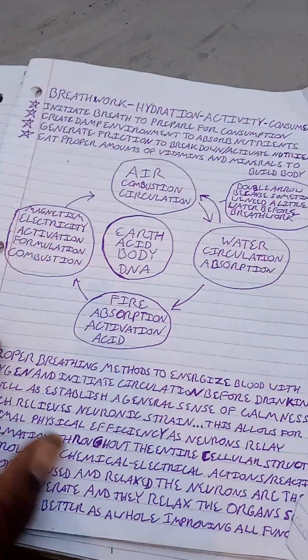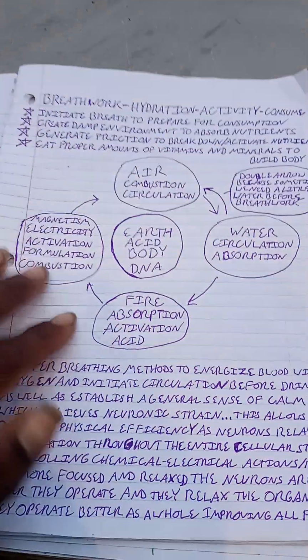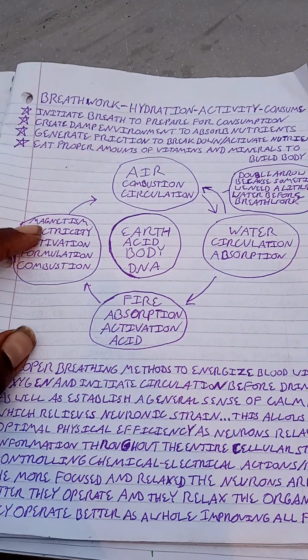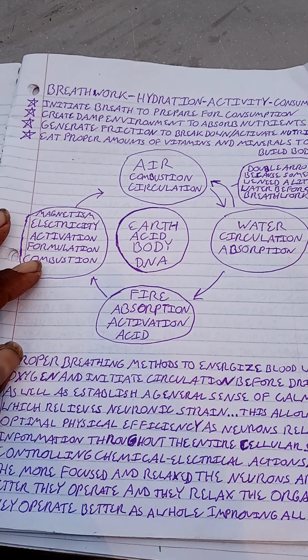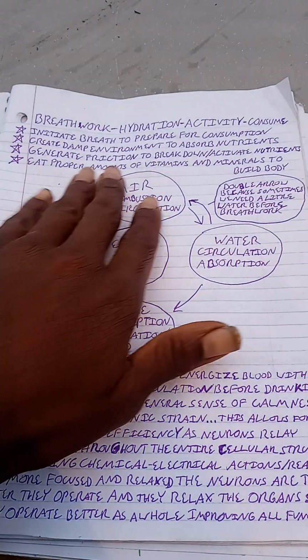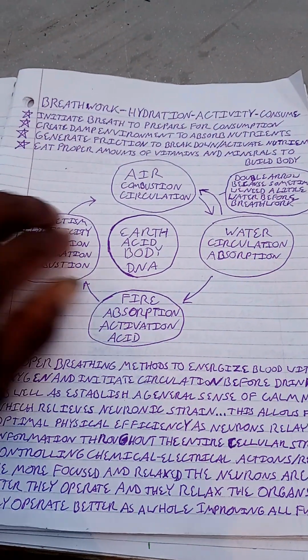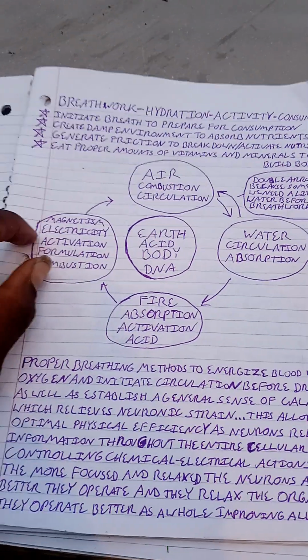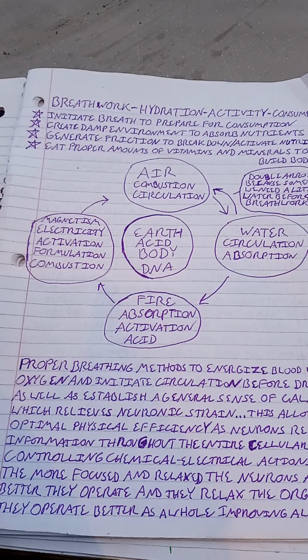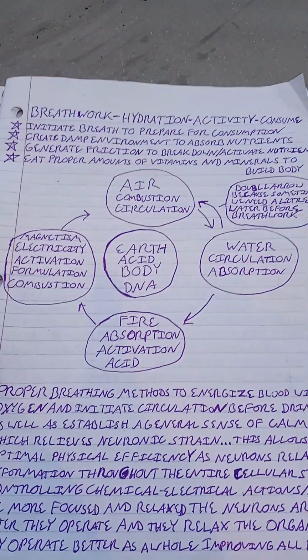And after moving from that fire, absorption, activation, acid, then you move over here: magnetism, electricity, activation, formulation, combustion. And that's to eat the proper amounts of vitamins and minerals to build the body. The reason I put magnetism and electricity and not consumption is because what you're consuming is magnetism and electricity. That's what it is.